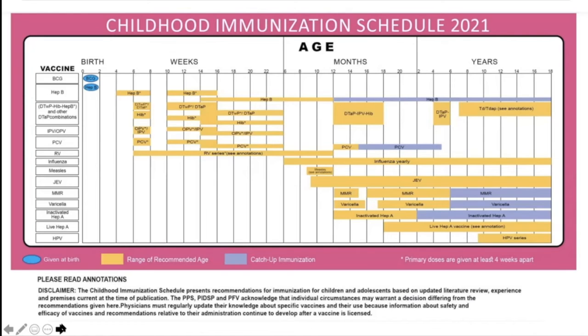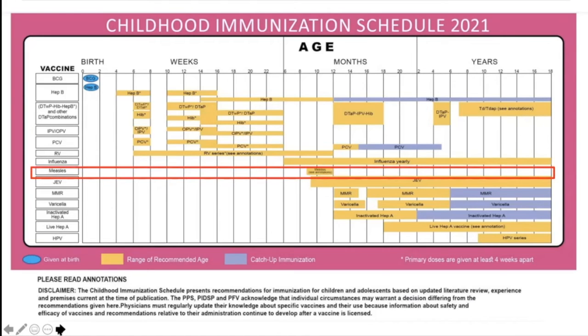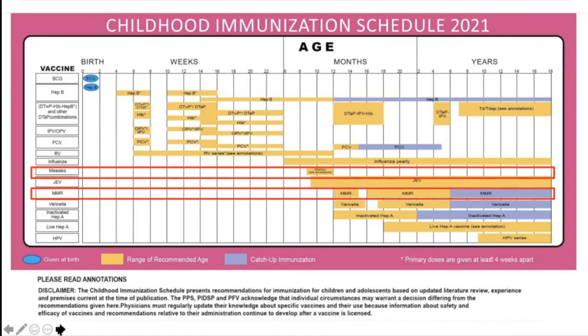The childhood immunization calendar of PIDS-P, PPS, and PFV recommends measles vaccination at 9 months of age, another measles-containing vaccine starting from 1 year of age, and then the third dose at least 4 weeks apart from the last dose. Measles vaccine can also be given as early as 6 months during outbreaks.